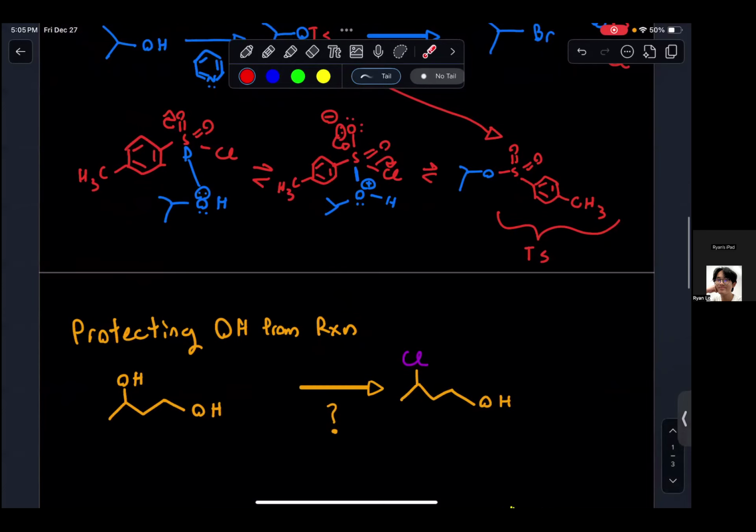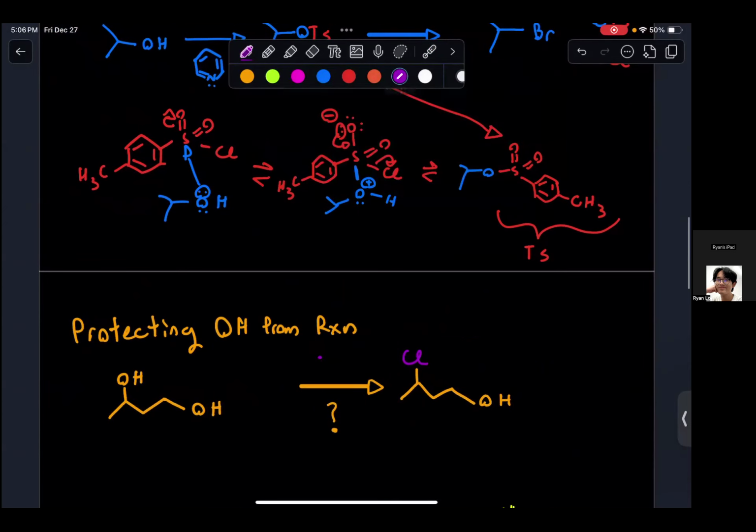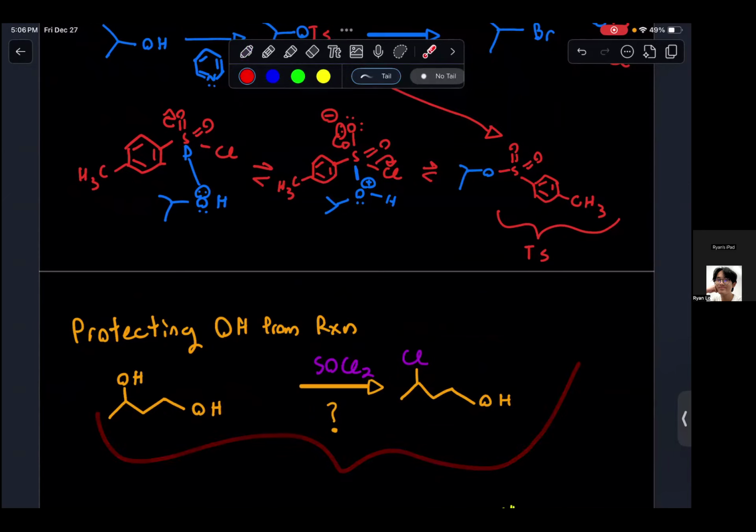Let's say I want to create this structure right here. I want to do some chlorination with SOCl2. Oh my God, I don't have the purple on me. I'm always running out of colors. SOCl2, and I want to go from here to here, and I propose this synthesis. Now, does this work? I mean, possibly, yeah.